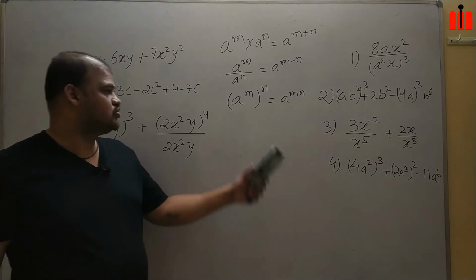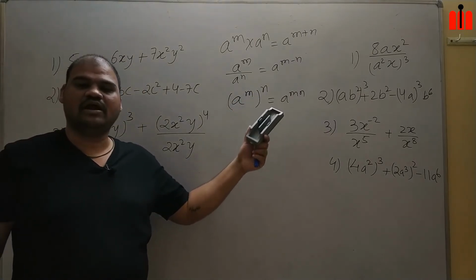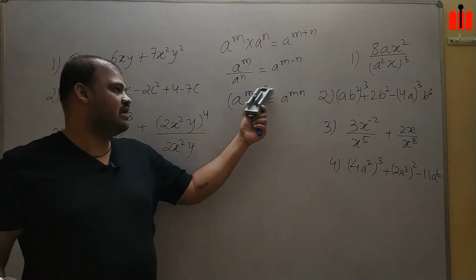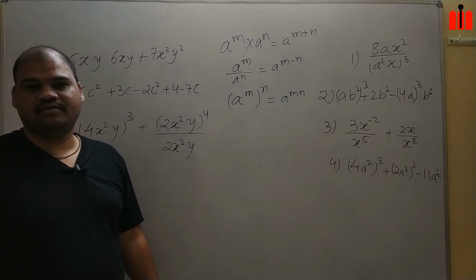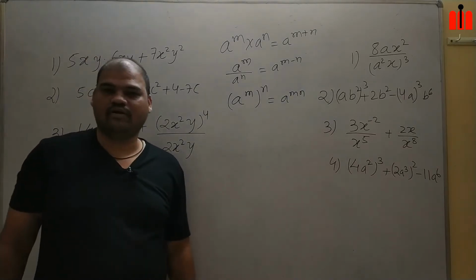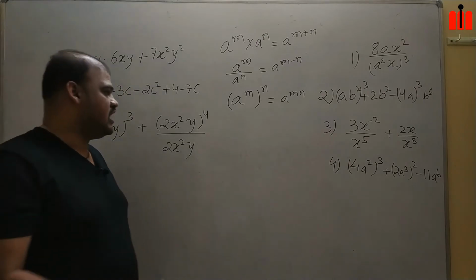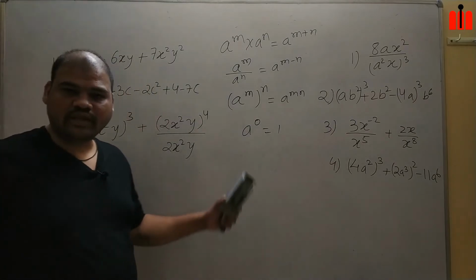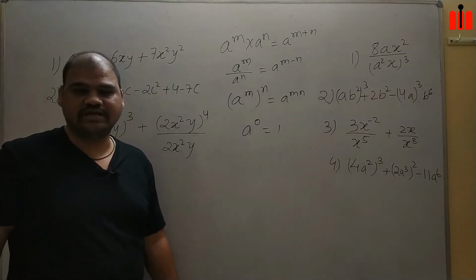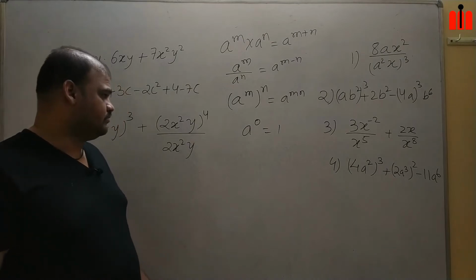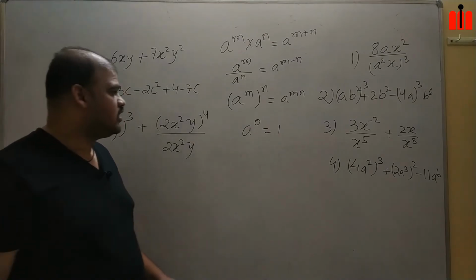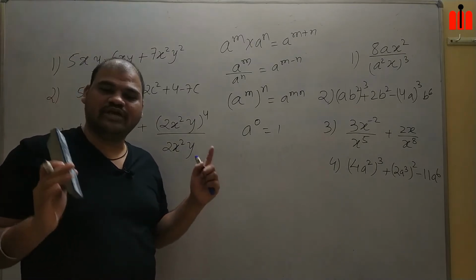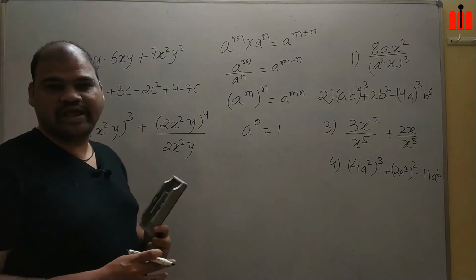Are you getting it? So if a to the power of m is there and a further power is there on the entire a to the power of m, then m and n will be multiplied. So it will become a to the power of mn. Another thing is a to the power of 0 is 1. Any number to the power of 0 is 1. So these are the formulas which you have to keep in your mind while solving exponents.